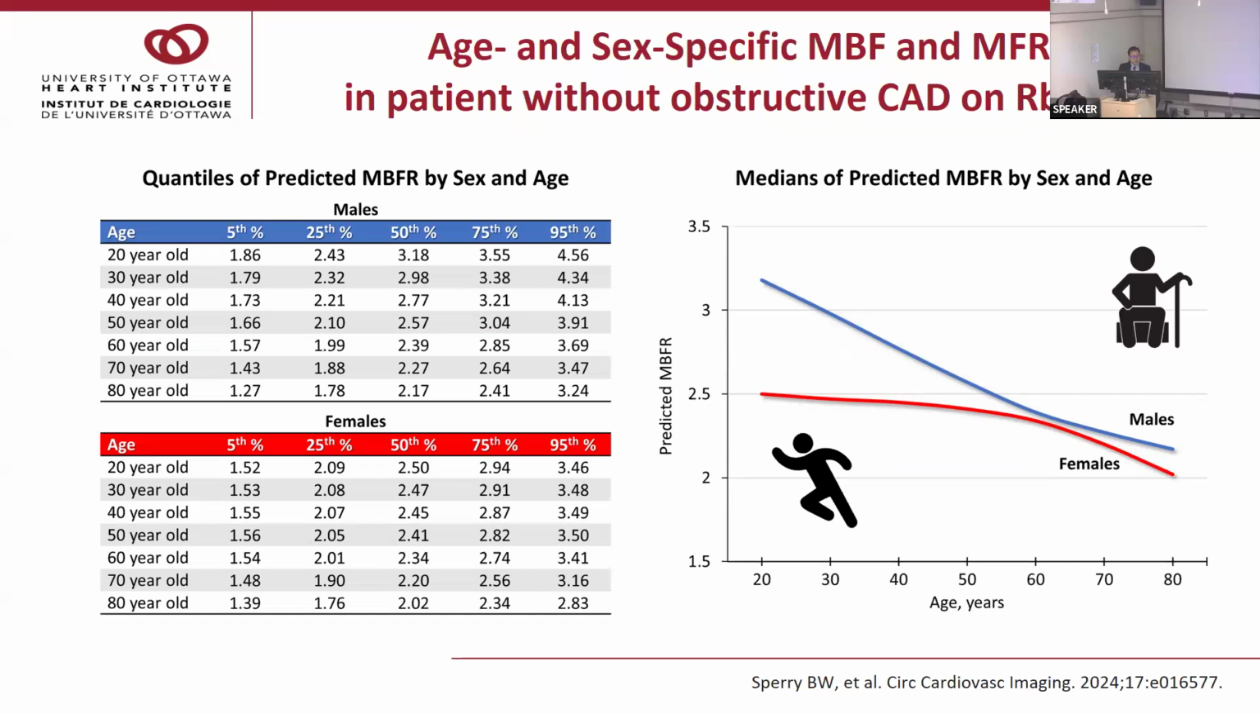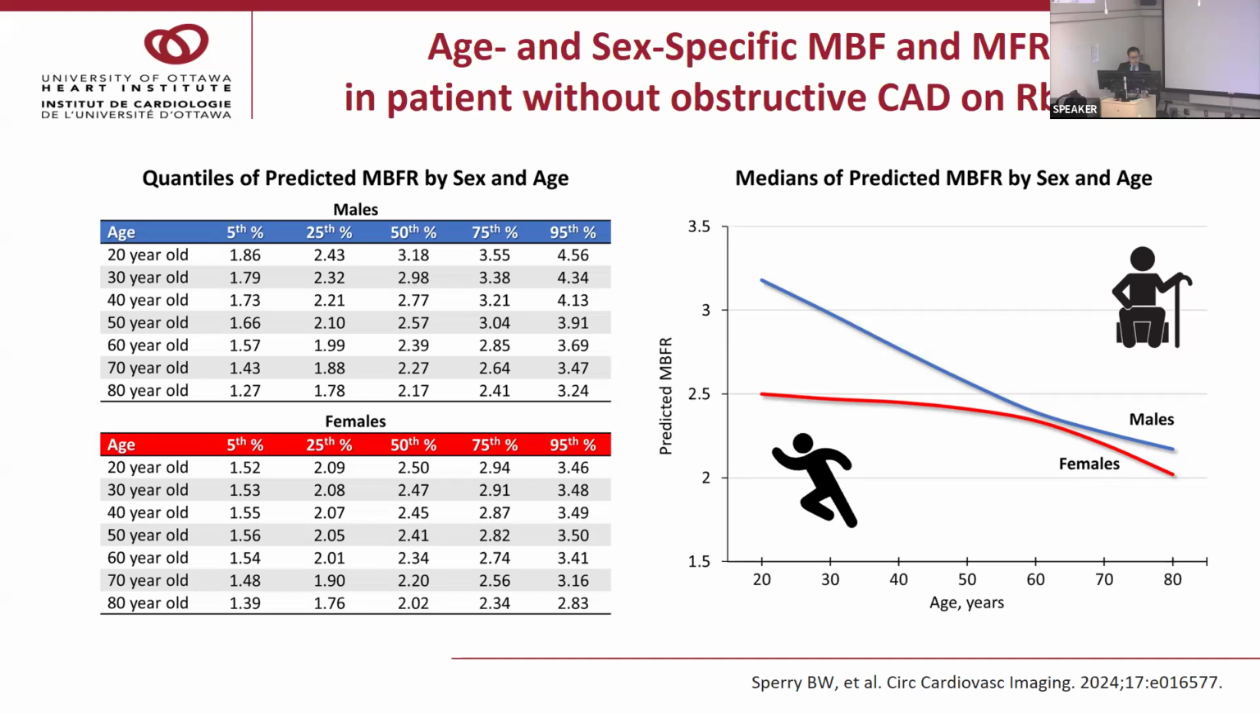Last year, Sperry and colleagues published very important data on age and sex-specific flow values in patients without obstructive CAD. They analyzed more than 2,700 rubidium PET scans in patients with no perfusion defect, no coronary calcium, and normal LV function.